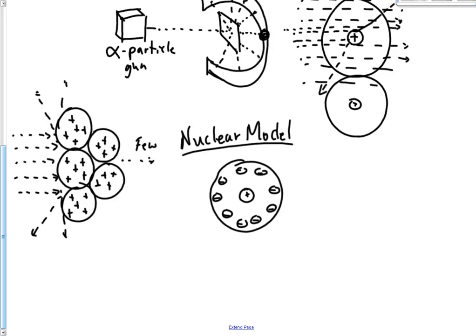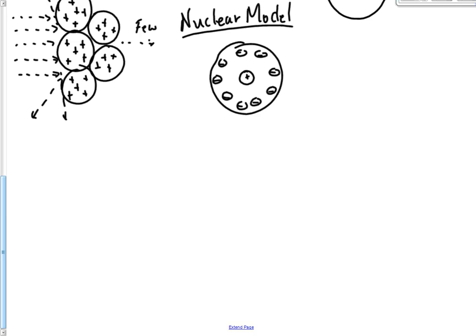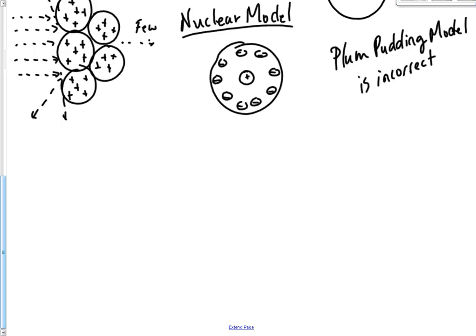Okay, but because the atom is actually mostly empty space, it allowed the vast majority of those alpha particles to pass right through. Okay, so we determined that plum pudding model is incorrect. Okay, so we move on to James Chadwick.